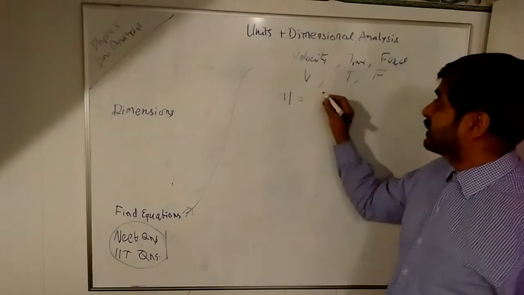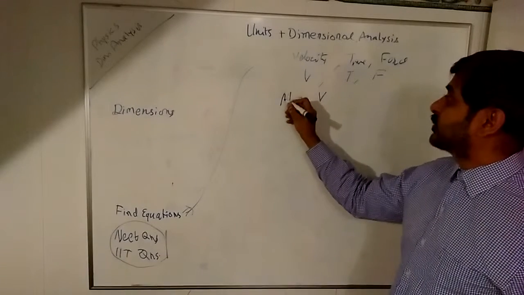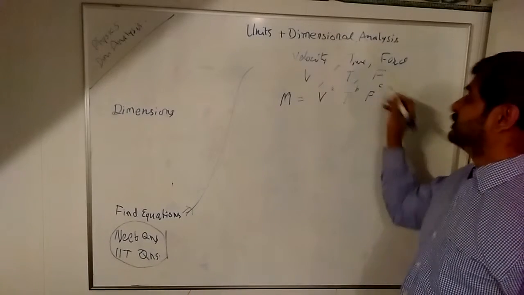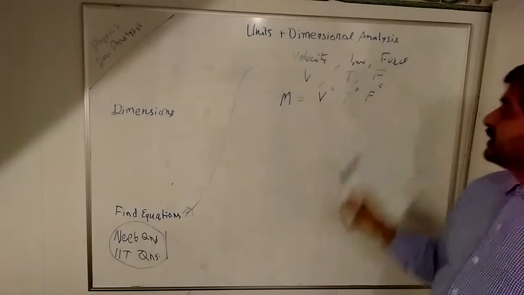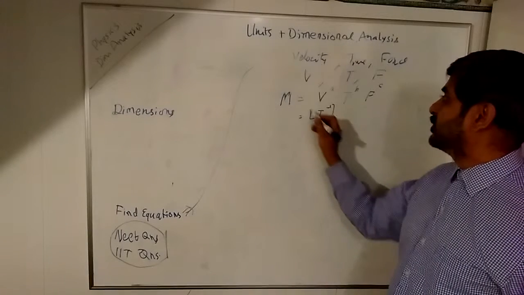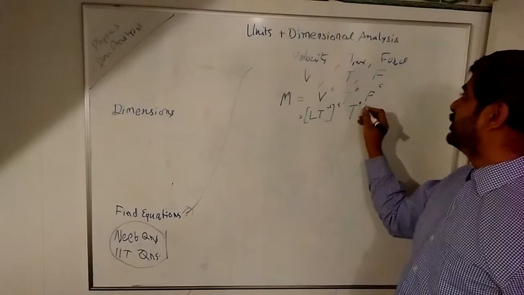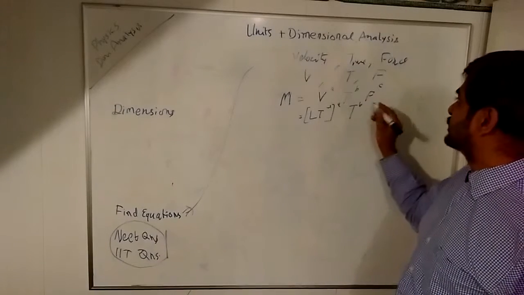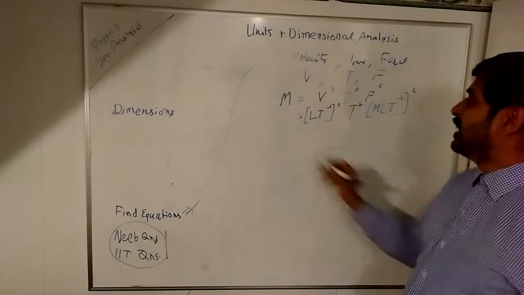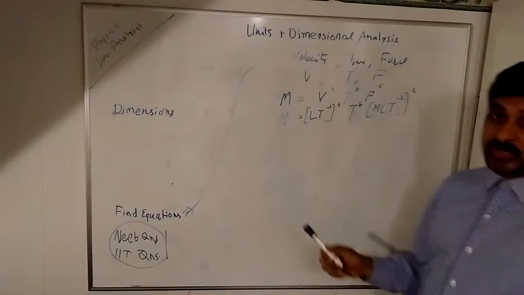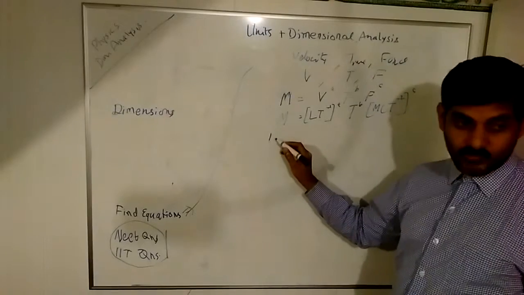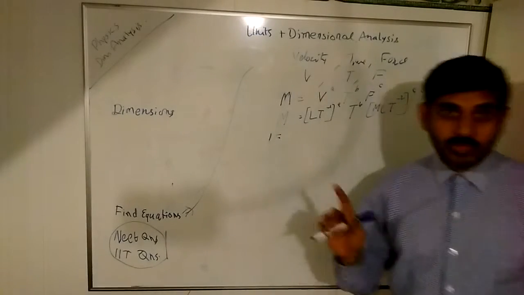We are given, let's say, mass is expressed in terms of velocity to the power a, time to the power b and force to the power c. We need to find out a, b and c. So here what we'll do is velocity we express as L T to the power minus 1, to the power of a. Time is T to the power b, and force is mass into acceleration, so M L T to the power minus 2, to the whole to the power of c. Let us say this is M, now equate the powers of these quantities. So M to the power 1 is 1 here.